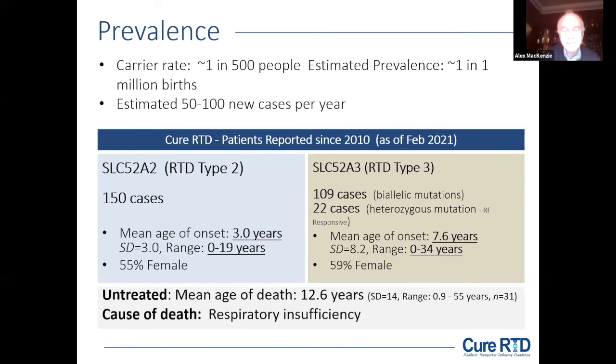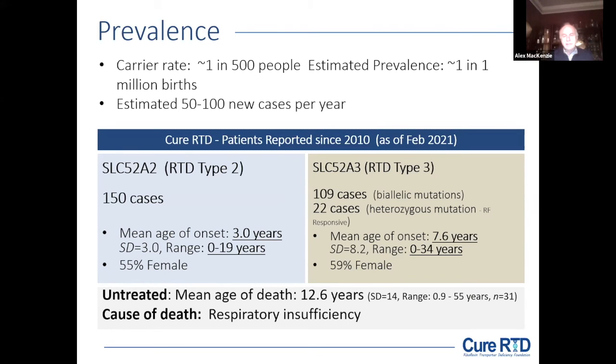It's one in 500, so it's one of the rarest conditions we're going to hear about this evening. If you do the Hardy-Weinberg math, it works out to 1 in a million births. Keith, who tracks this closely, has about 150 cases of RTD type 2 and a somewhat lower number of RTD type 3.